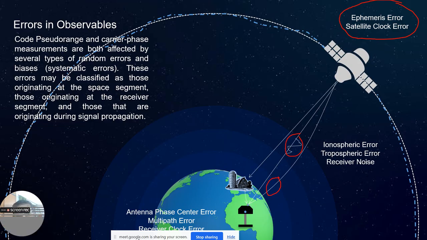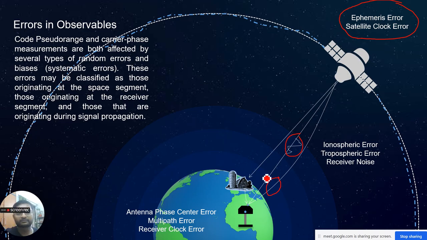Then we have errors which are coming from the receiver side. So on the receiver side, what can happen? The antenna is not proper, so we get multipath errors, antenna phase center errors, or receiver clock error. So this is how the error propagates from the space segment to the ground segment, and the locations where it gets errors.